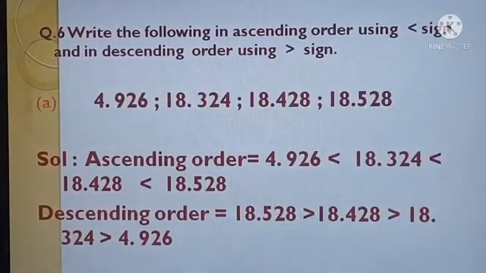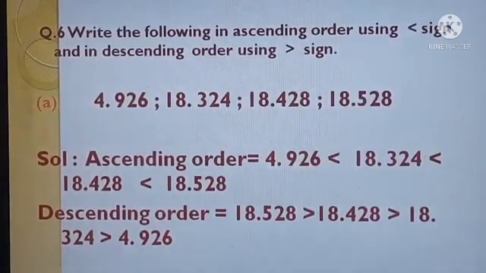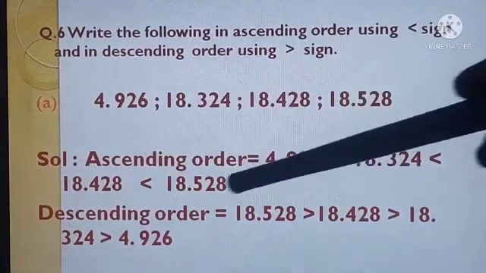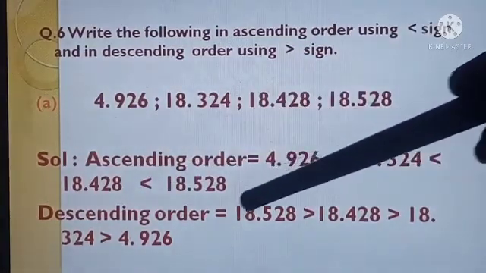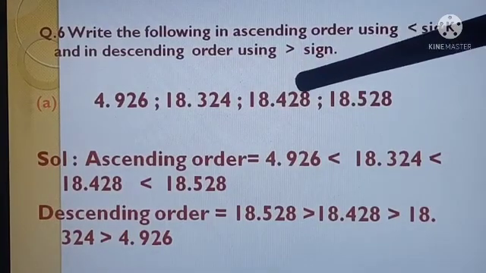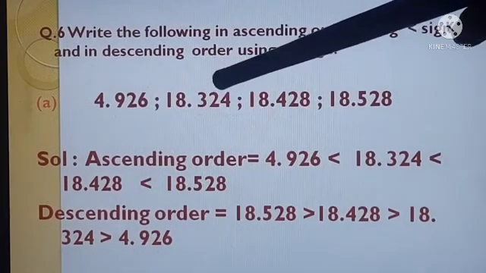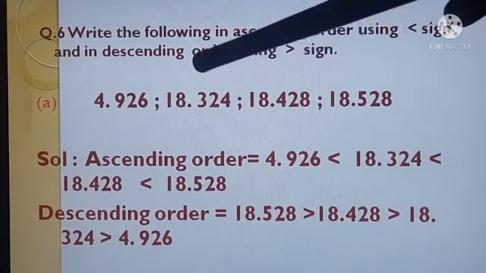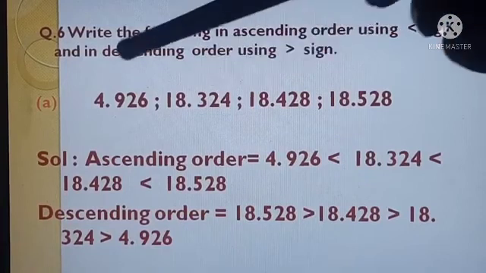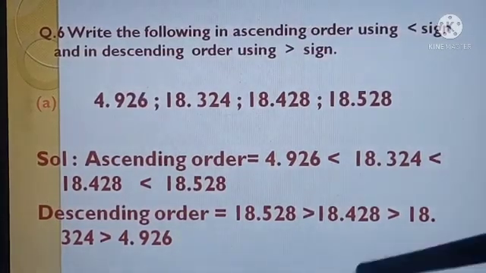18.528. Now descending order for the same part. Descending order, bigger to smaller. So the bigger one is, we will take reverse of this. 18.528 is greater than 18.428 and 18.428 is greater than 18.324 and 18.324 is greater than 4.926. Understood?